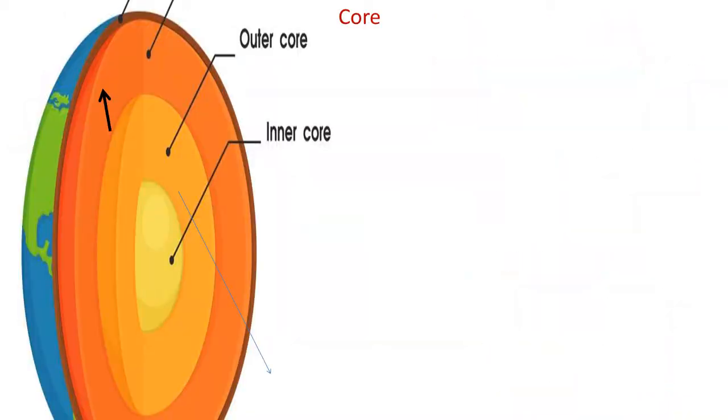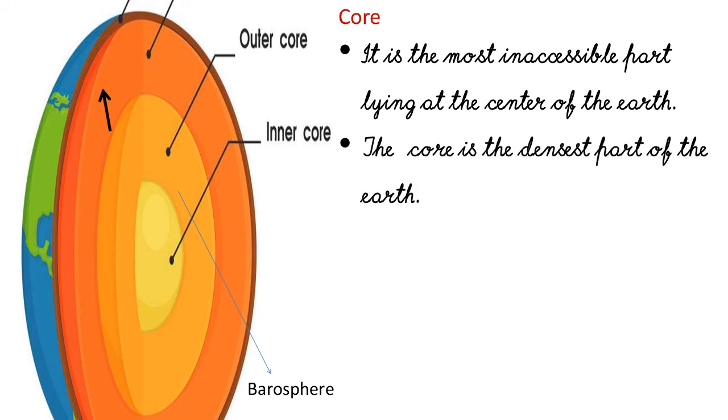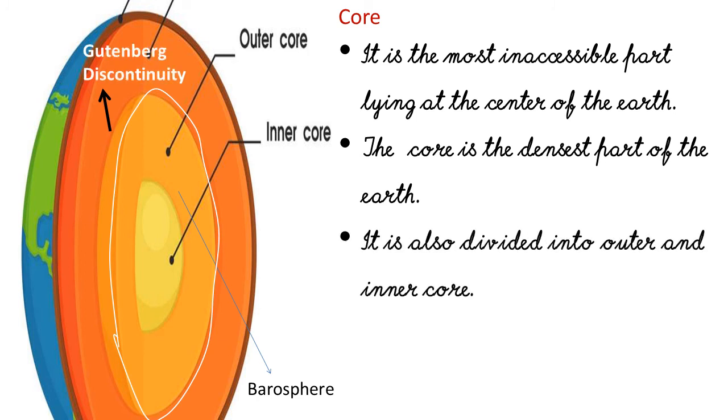The core lies below the mantle and it is around the center of the earth. It is also called barosphere, which means heavy metallic rocks. It is the most inaccessible and densest part of the earth, which lies at the center of the earth. The boundary between the mantle and the core is called the Gutenberg discontinuity. It is divided into outer core and inner core.